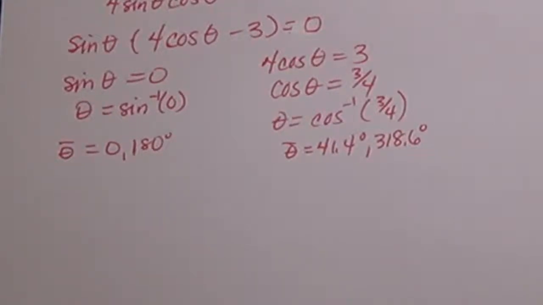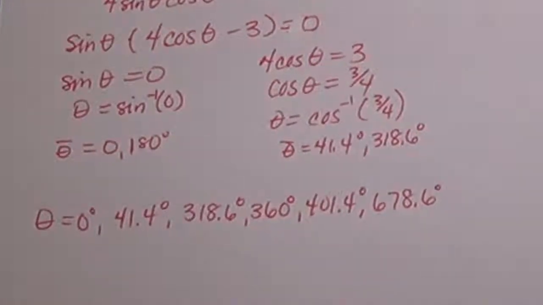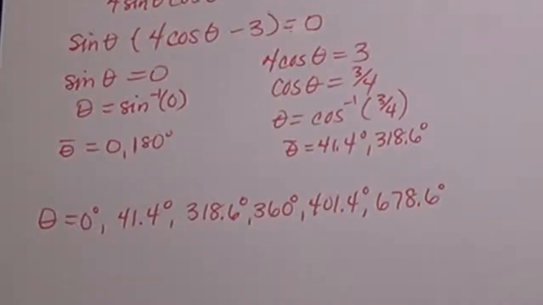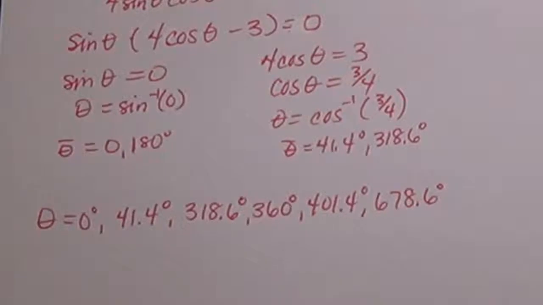So now we'll just add 360 degrees to each of our reference angles until we fall outside of that. And so we can see that theta equals 0 degrees, 41.4 degrees, 318.6 degrees, 360 degrees, 401.4 degrees, and 678.6 degrees are all of our values between 0 and 720 that will satisfy this equation.